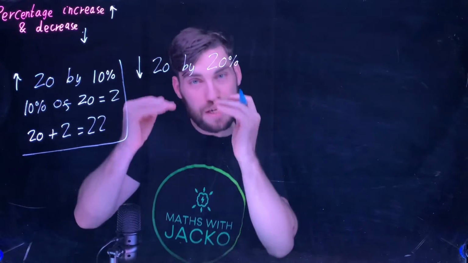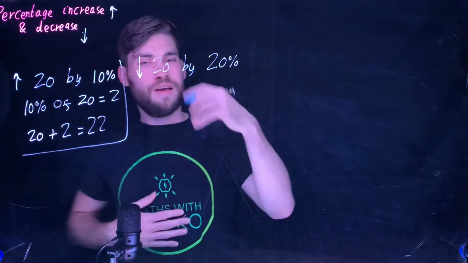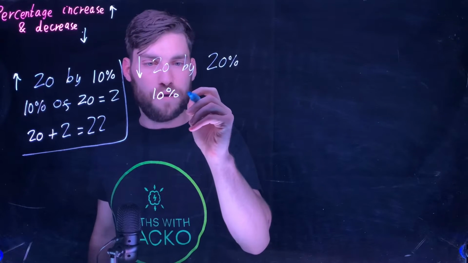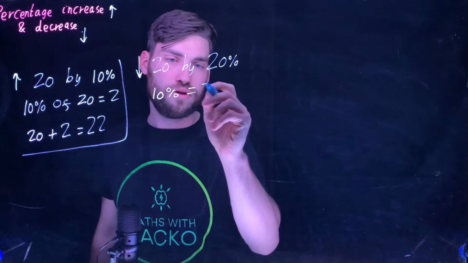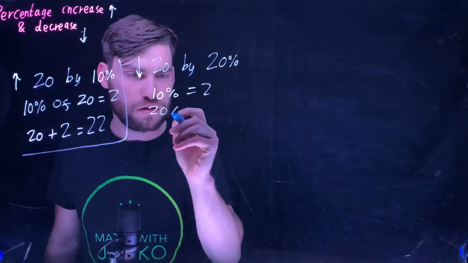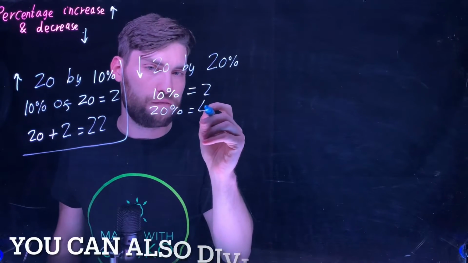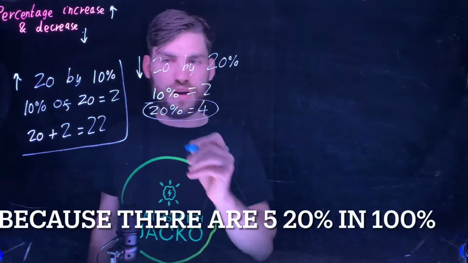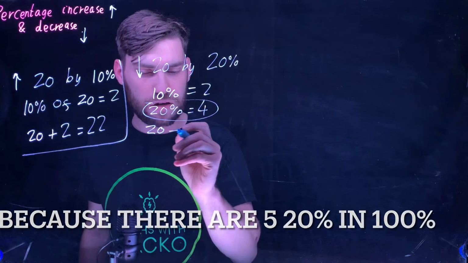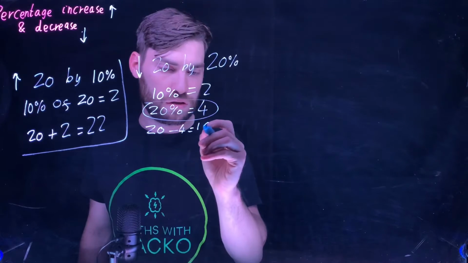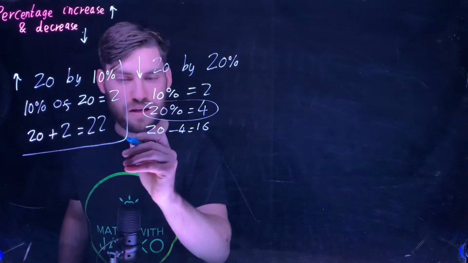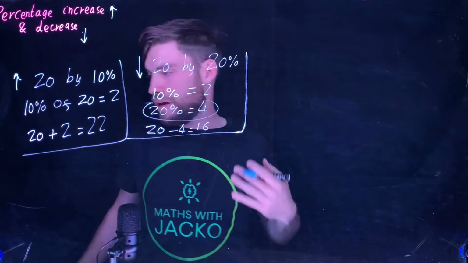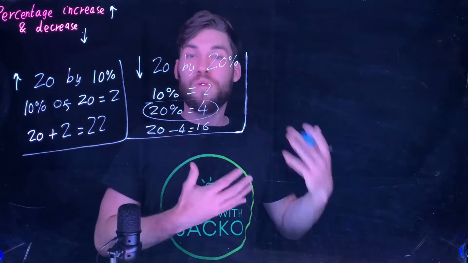Right then, so we're going to decrease 20 by 20%. Firstly, let's find out what 10% is. So 10% we have from before is 2. Then 20% is 2 lots of 10%, which is 4. Because I'm decreasing, I'm taking off this value. So it's just 20 minus 4, which equals 16. And that's it. That's increasing and decreasing by a percentage. Right, let's step it up that little bit more.